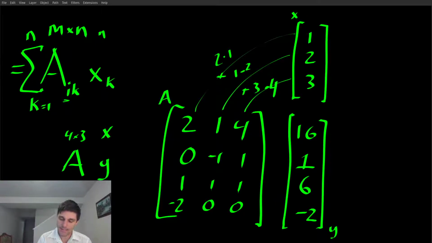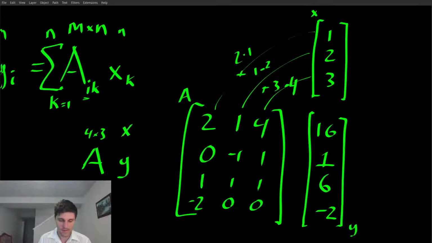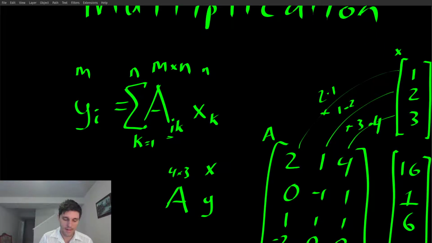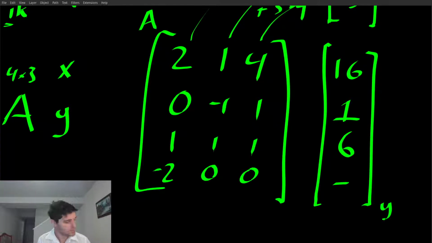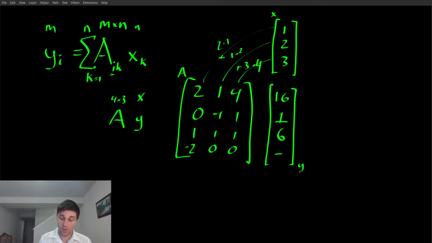The length of x has to match the number of columns of A, and the length of y has to match the number of rows of A, right? And so in general, if you have an m by n times an n by 1, you end up with an m by 1 thing. And we can come back to that more when we talk about matrix-matrix multiplication, sorry. Yes, so, okay, so this is matrix vector multiplication.